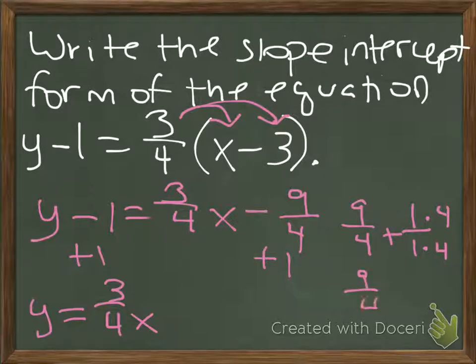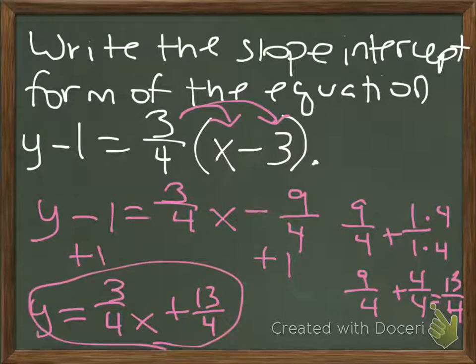That's 9/4 plus 4/4, which gives us 13/4. So we're going to write this as 13/4. In slope-intercept form, you are allowed to have fractions, so that would be our final answer.